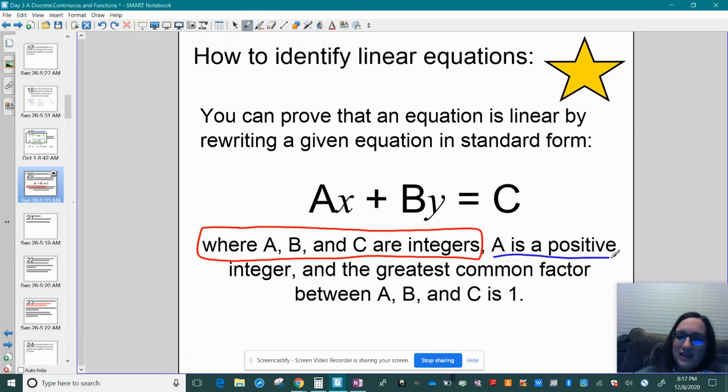A has to be positive. That's tricky. And we can do things to make sure it's positive. That's fine. Then our final thing is we can factor out a greatest common factor. So the greatest common factor between A, B, and C is 1. So if we factor everything else out and we get 1 and done, good to go. We'll look at a few examples of these.